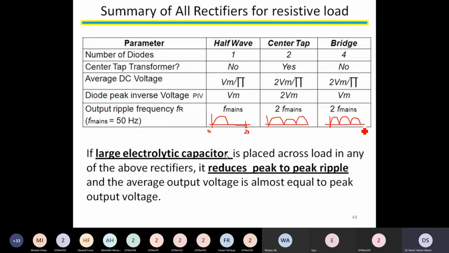And if a large electrolytic capacitor is placed across the load in any of the above rectifiers, it reduces the peak to peak ripple, and the average output voltage is almost equal to the peak output voltage.